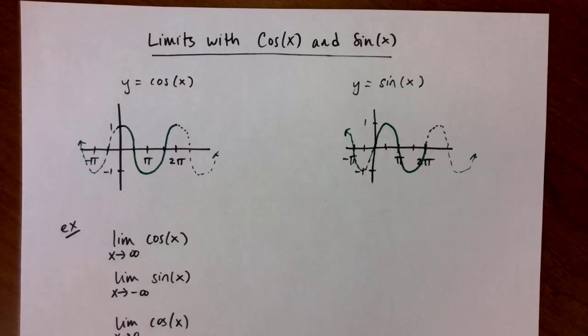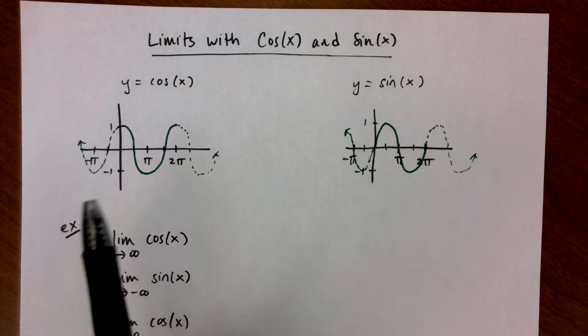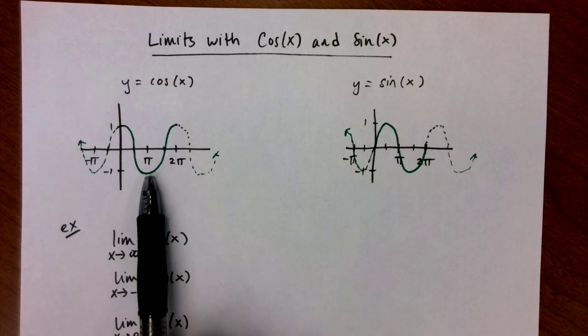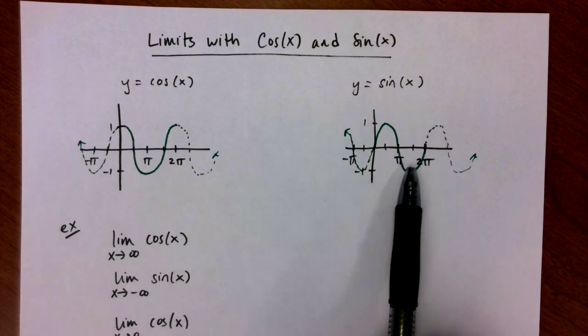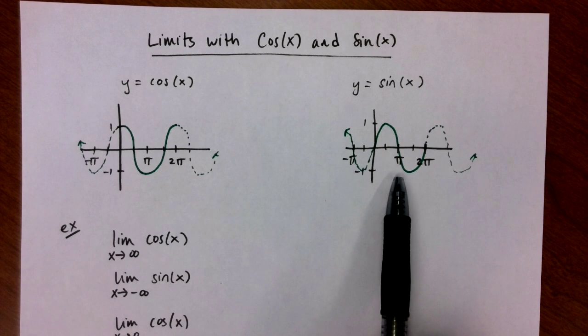Let's talk about limits with cosine and sine. At the top of the page, you can see the two graphs that are involved. We have y equals cosine of x, which is this wave here. Y equals sine of x is a very, very similar wave here. So without labels, these really do make the same infinite wave.